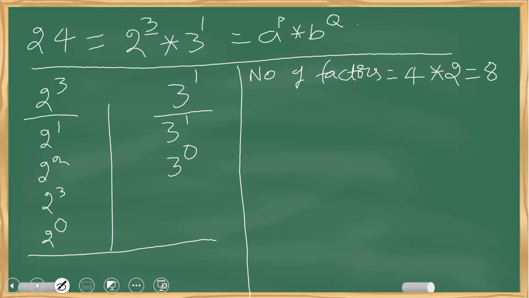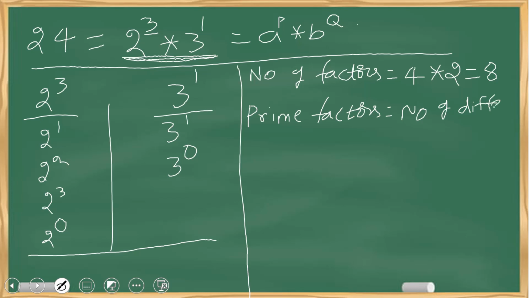Next, prime factors. Okay. After factorization, the number of bases is the prime factors. How many different bases are there? There are only 2 bases, that is 2 and 3. So the answer is 2.